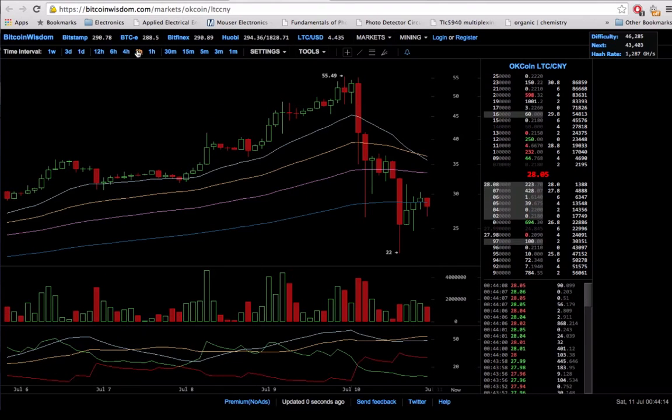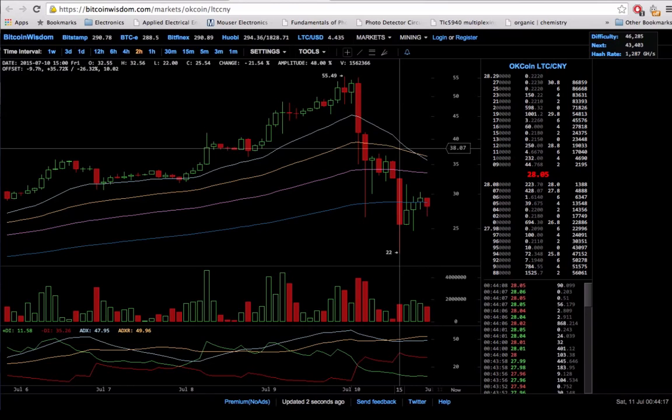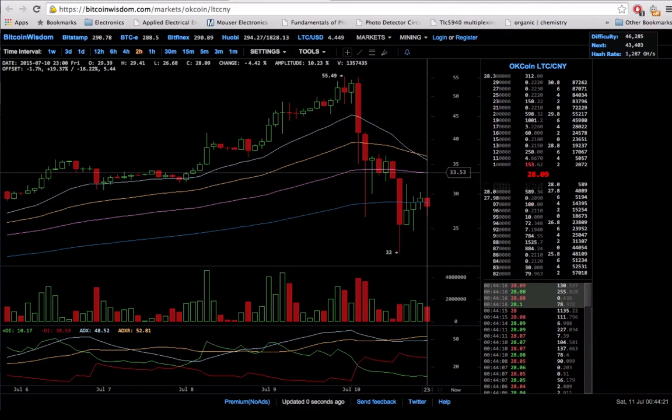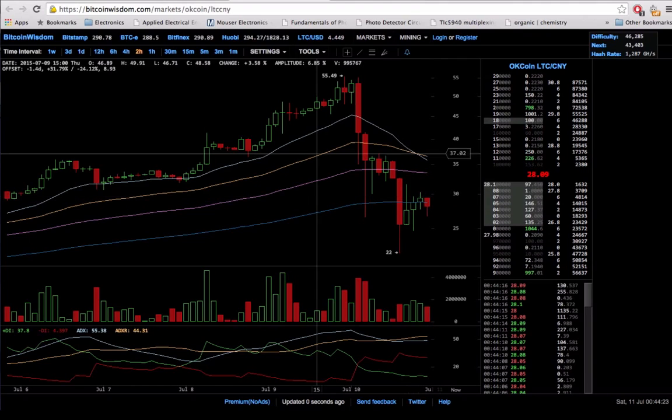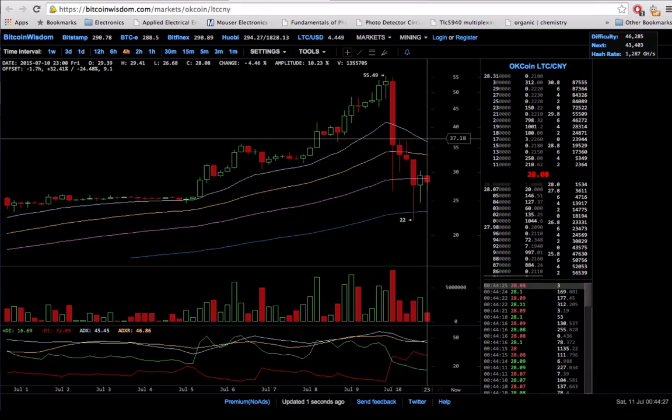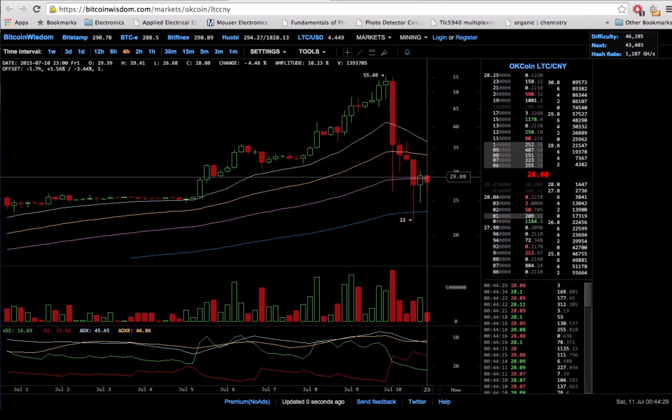Okay, then on the 2 hour, we have the 20 crossing the 50. I still think we're going to be able to cross that 100 and then cross that 200. And look, I'm going to keep going. 4 hour time interval. We haven't even crossed yet. Notice our current prices on these pivotal points always hit and then bounce back up.